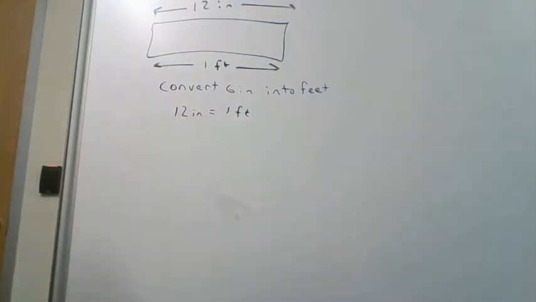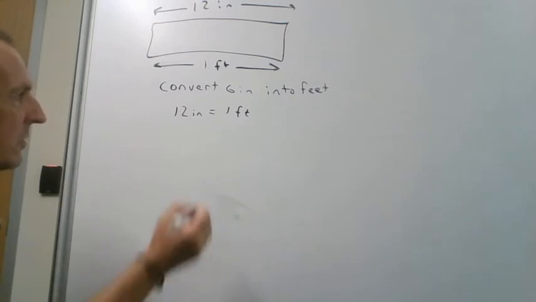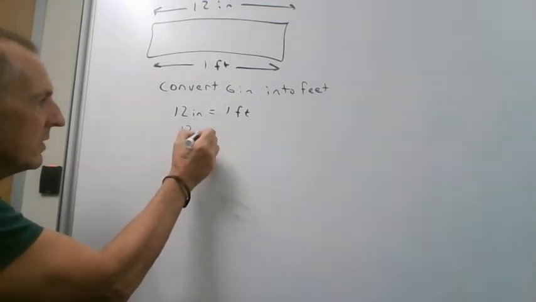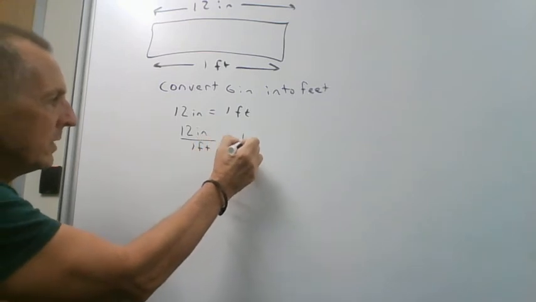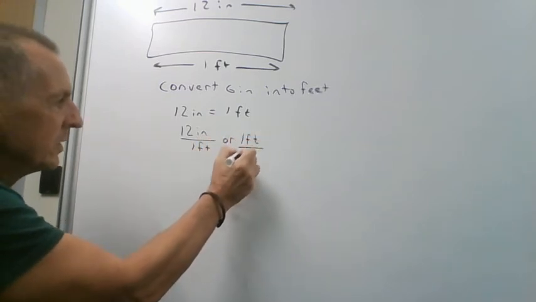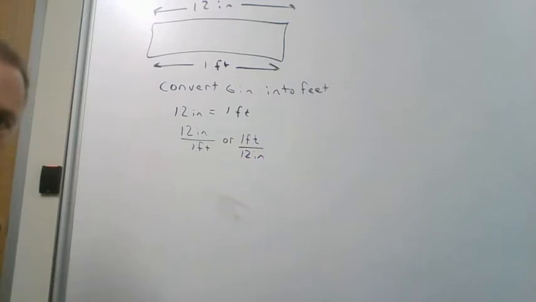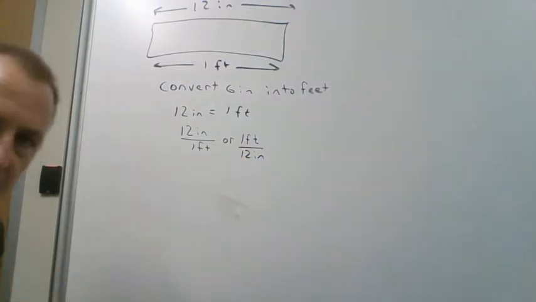And from that equivalence statement, we can make two conversion factors. We can say that 12 inches is the same as 1 foot, or that 1 foot is the same as 12 inches. So we can have two different conversion factors depending on which way we want to go.